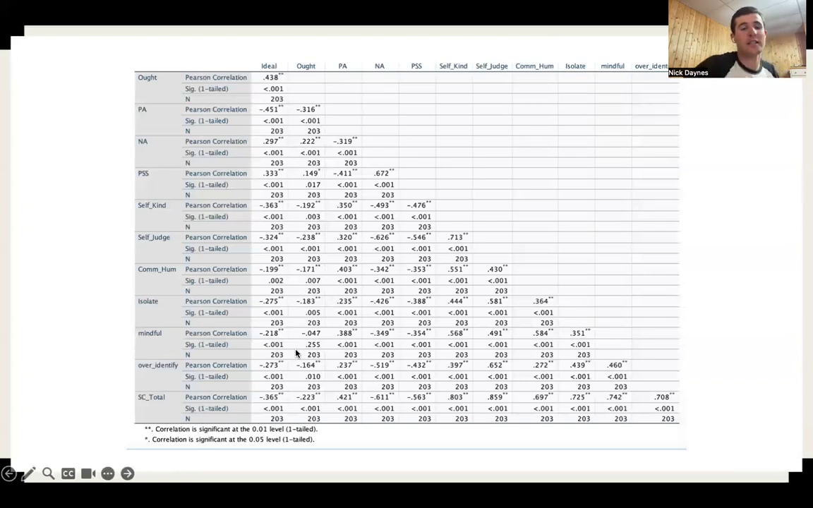Also notable to mention is that ought self-discrepancy this time did significantly correlate with perceived stress and negative affect, whereas the first time it didn't. But remember how I said that there was a high likelihood of a type 2 error, meaning a missed opportunity before? Here, I had a larger sample. I had probably 80 more people. And when I had a larger sample, I had more power to detect the effect.